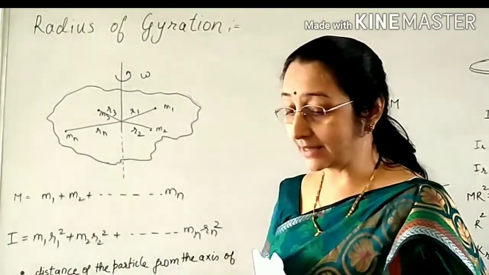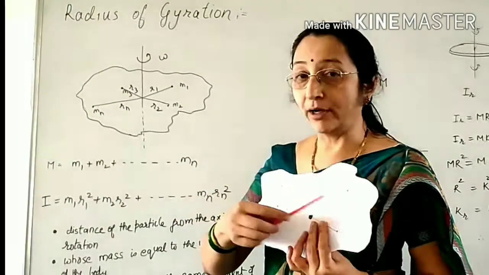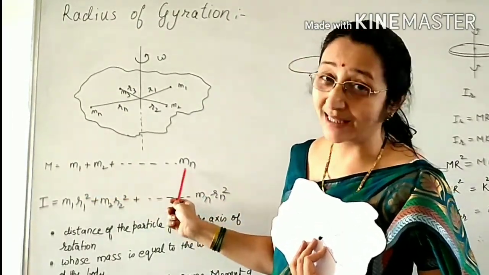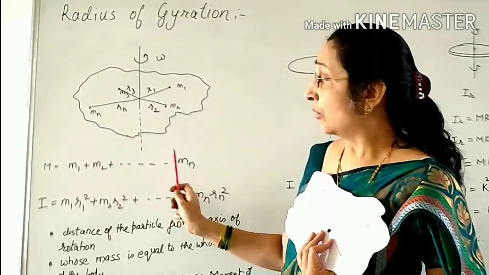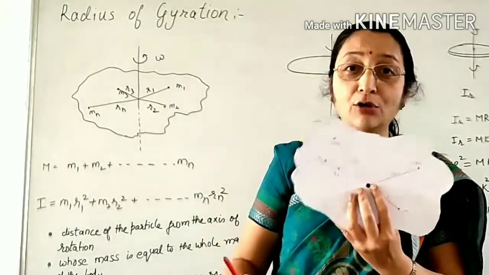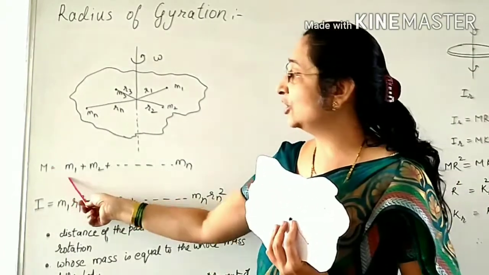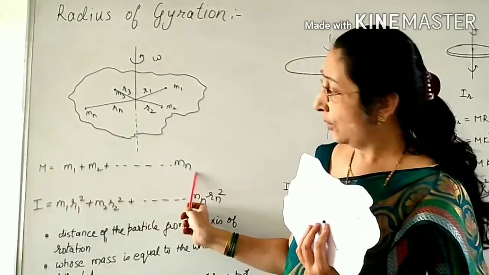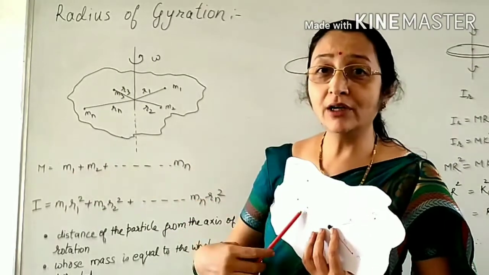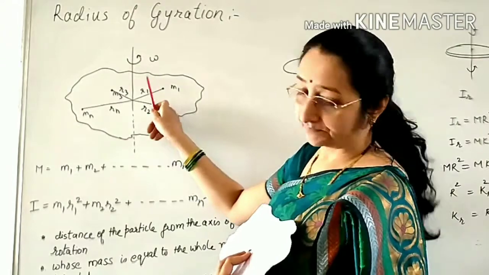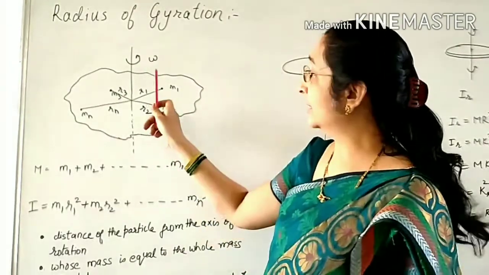What are the masses of the body? This body has masses m1, m2, m3 up to mn. Now the total mass, because this is a continuous body, is the addition of all the masses of the body. So the moment of inertia of this body. This is a 3D figure, this is a 2D figure.